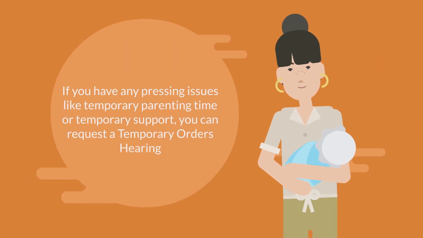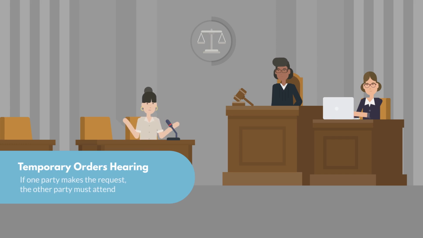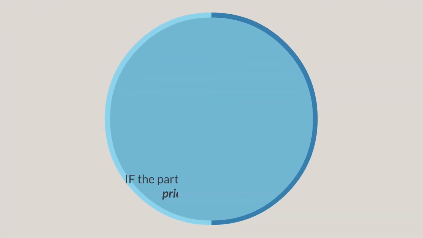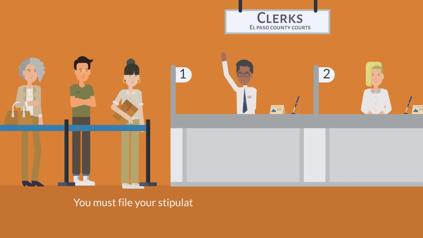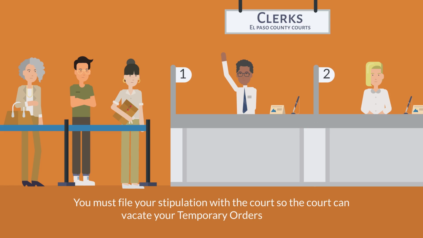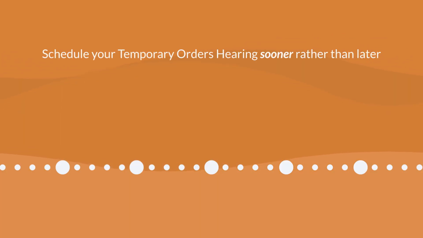If you have any pressing issues that you'd like to address, such as temporary parenting time or temporary support, you can certainly request a temporary orders hearing with the court. Now, as long as one of the parties makes this request for this hearing, the other party must attend. If the parties reach an agreement prior to the hearing, you can file your stipulation with the court, and you must let the court know that the parties have come to an agreement so that the court can vacate the temporary orders hearing date. Now, I recommend that you schedule this hearing sooner rather than later.